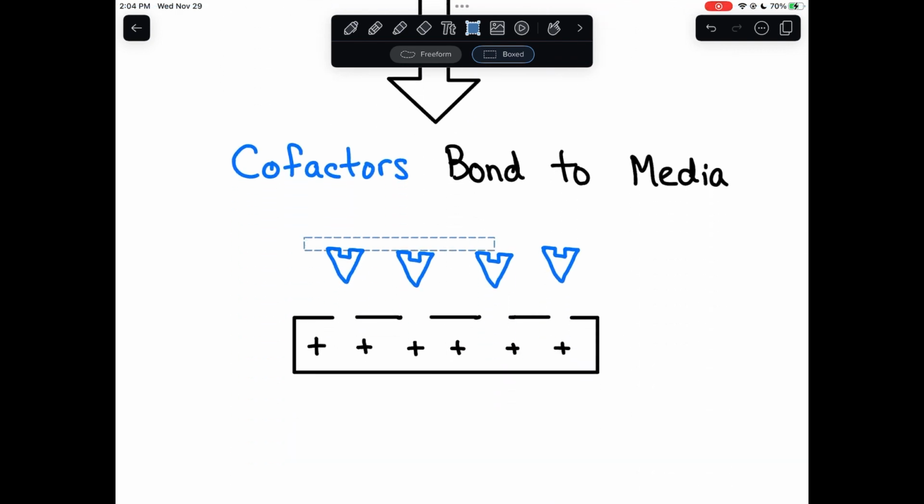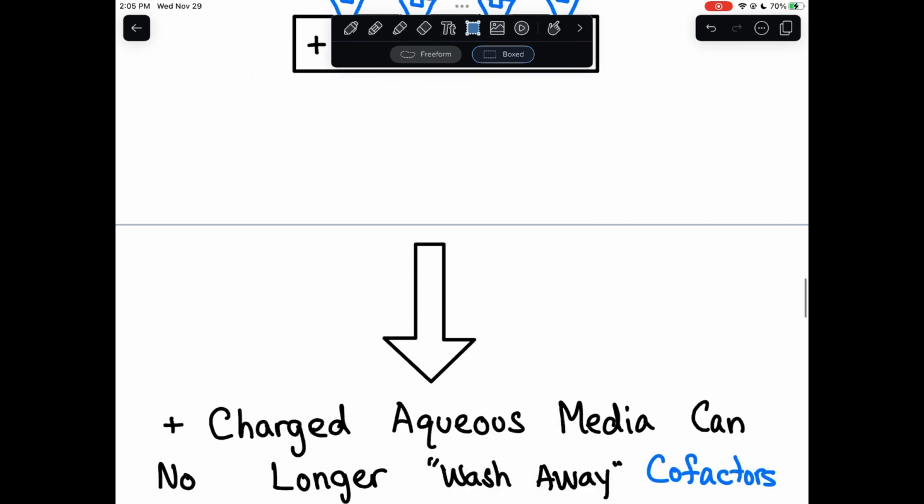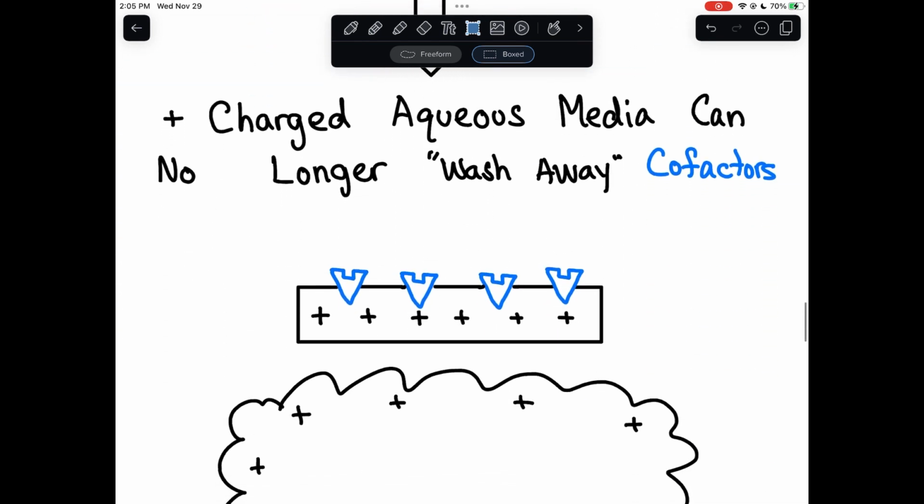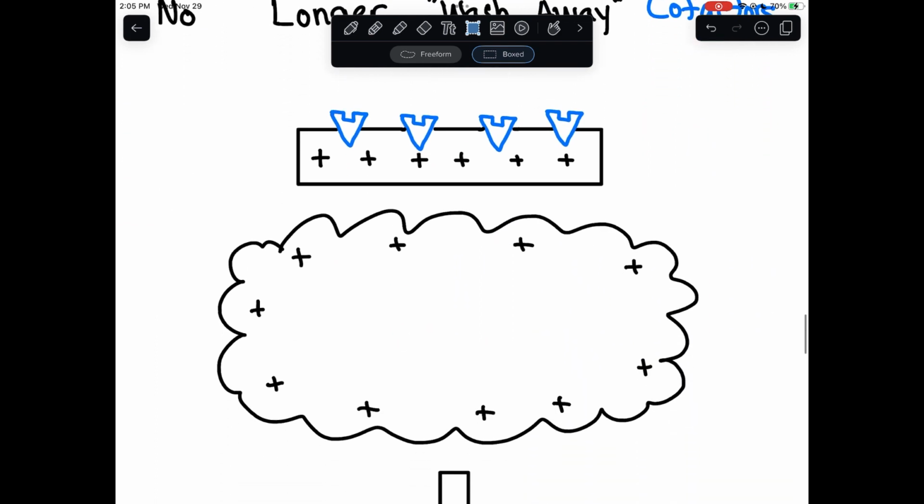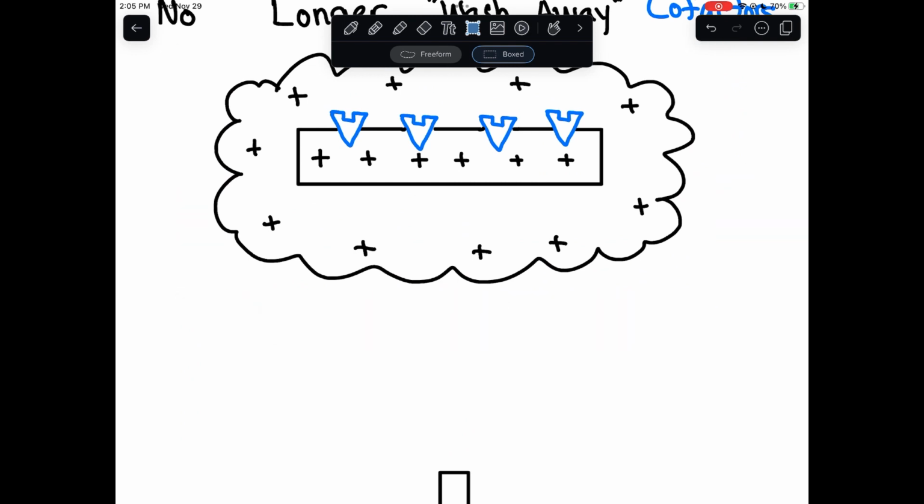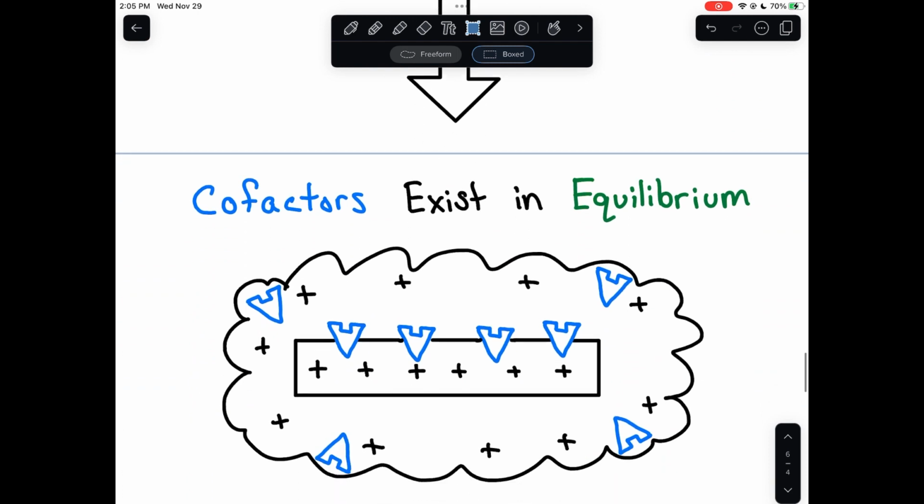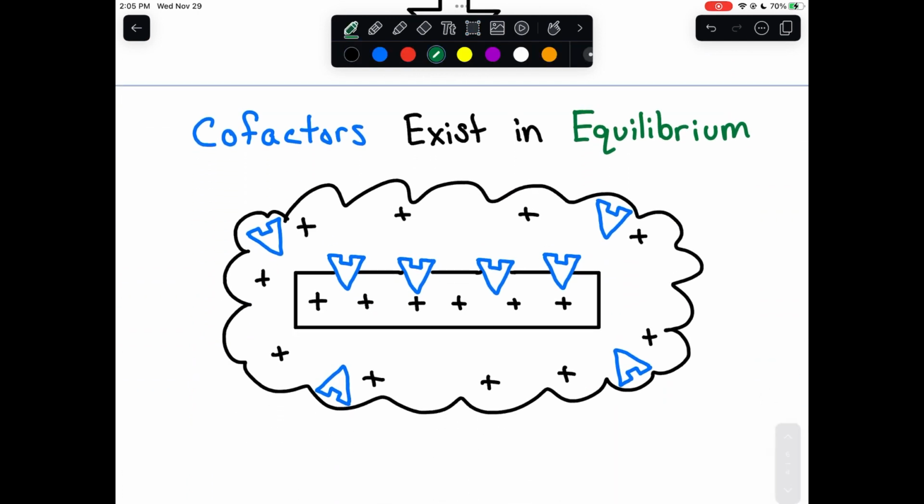The solution? Introduce a porous media with a cationic charge. The negatively charged phosphorylated cofactors will bind to the positively charged porous surface. No longer will the cofactors wash away in the aqueous media. The cofactors will instead exist in equilibrium between the porous media and the aqueous media. This allows the cofactors to be bound to the porous surface while still being available to interact with surface enzymes bound to the porous surface.